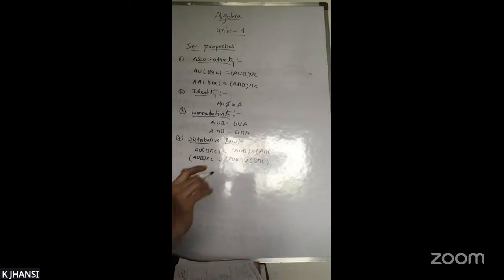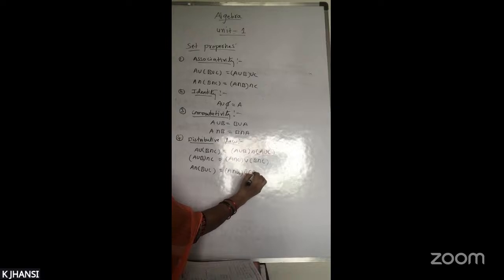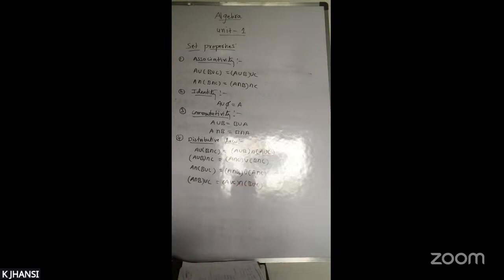And one more is A intersection B union C, so it is A intersection B union A intersection C. Okay. Next, A union B intersection C. That is A union C intersection B union C. Okay, these are the distributive laws we have.